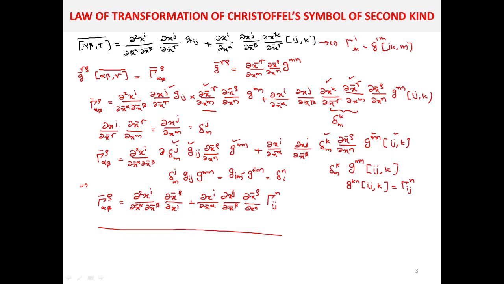Okay, this is the transformation equation for the Christoffel symbol of the second kind. It is also clear that the Christoffel symbols of the second kind are not tensors due to this particular term, that is ∂²xⁱ/∂x̄^α∂x̄^β. Of course, these are covariant and contravariant components, but this is not a tensor component, so Christoffel symbols of the second kind are not tensors. Okay, thank you.